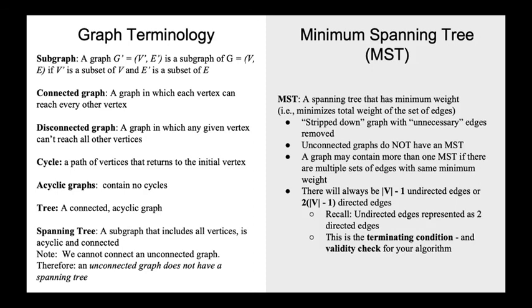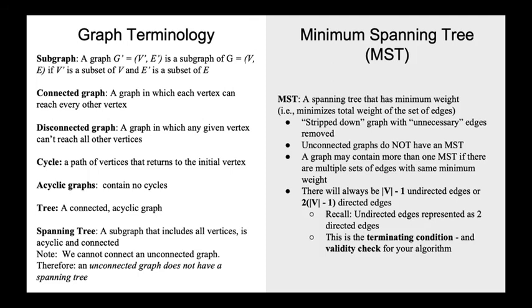about minimum spanning trees. MST is the acronym that we associate with minimum spanning trees. MST: a spanning tree that has minimum weight, i.e. minimizes the total weight of the set of edges, right? So it's not good enough just to have a spanning tree. Sometimes we want to know, with the least cost, the least total weight, what are the edges that I can use to get to every single vertex in the graph? What are the edges that compose that? Right? And that'll be a minimum spanning tree.